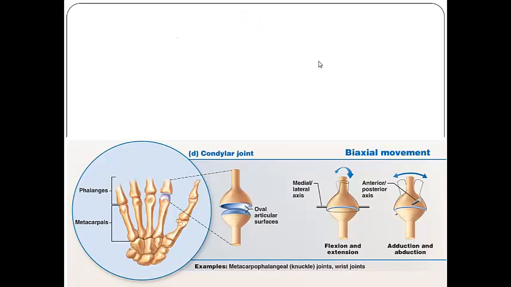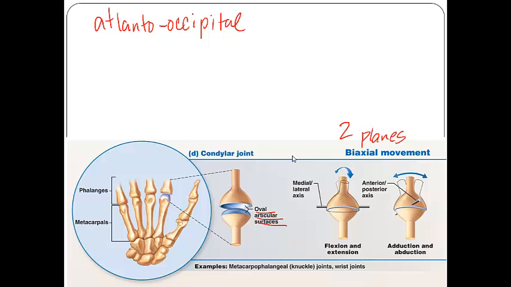Now the next couple slides are going to show biaxial movement. And a biaxial would occur in two different planes. And in this case, a condyloid joint, it's formed because of oval articular surfaces. And so the metacarpophalangeal, the knuckle joints, are examples of condyloid joints. There's also another example that would be the atlanto-occipital, which again is C1, occipital. So this is what actually allows you to shake your head yes, and it's the articulation between the occipital bone of the skull and the atlas, which is C1.